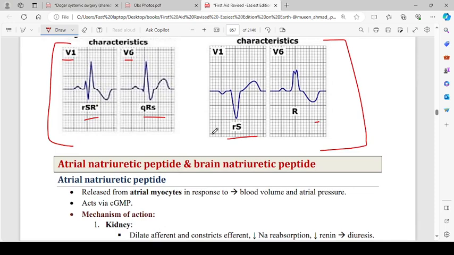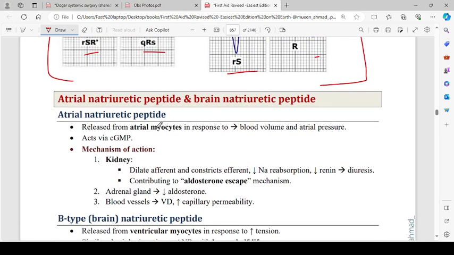Atrial natriuretic peptide and brain natriuretic peptide are released from the atrial myocytes in response to blood volume and atrial pressure. It acts via cyclic GMP. On the kidneys, it acts by dilating the afferent and constricting the efferent arteriole, decreasing sodium reabsorption and decreasing renin, and that ultimately results in diuresis, contributing to the aldosterone escape mechanism. We'll talk about that in detail.